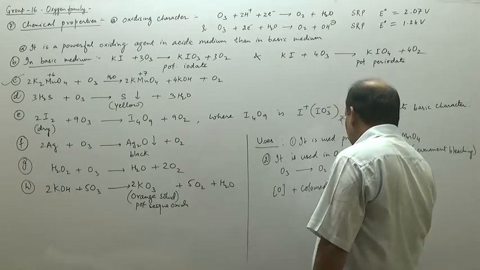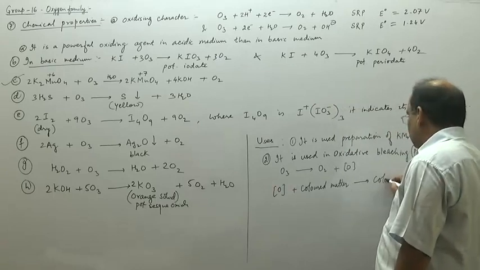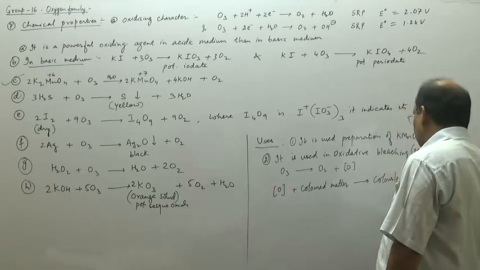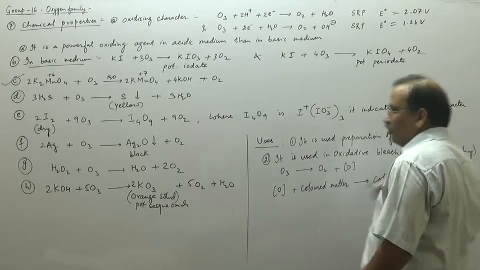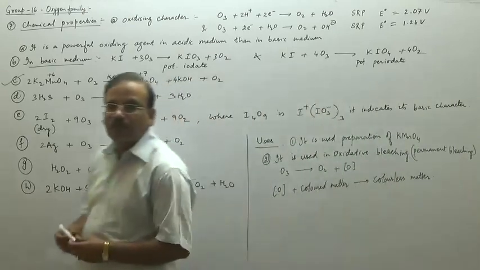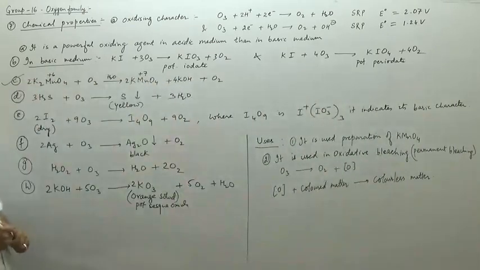Colored matter converts into colorless matter when it reacts with the nascent oxygen. So we get it like this. The colorless matter is formed, and that is oxidative bleaching.